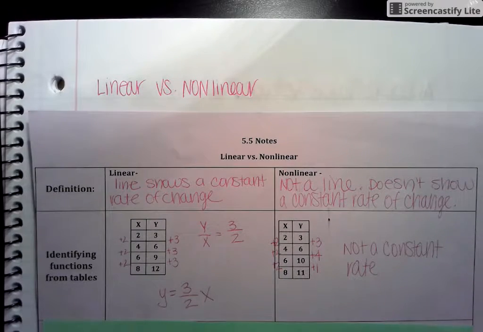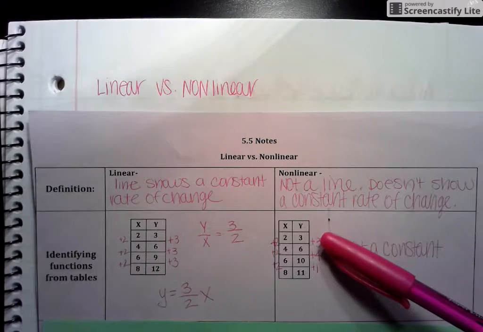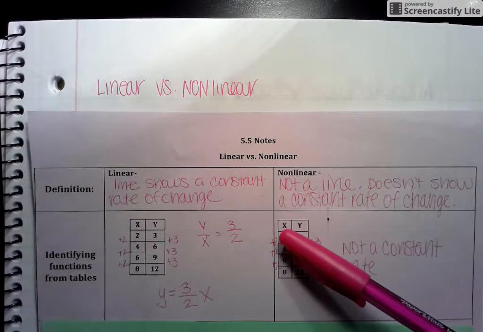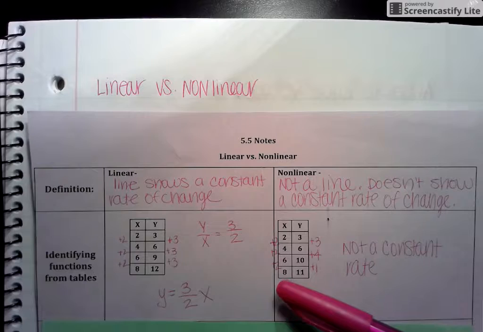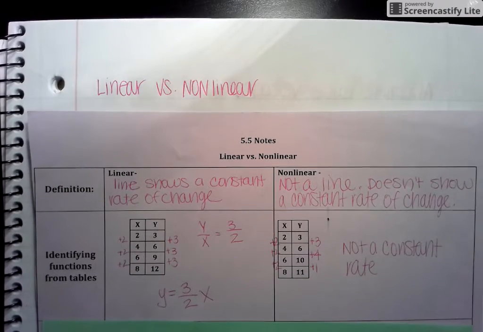Or this would be a nonlinear situation because it's not a constant rate. So if you see that the y values are going up by 3, up by 4, up by 1, whereas the x values are all going up by 2, but it's not a constant rate because the y values are not going up by the same amount.